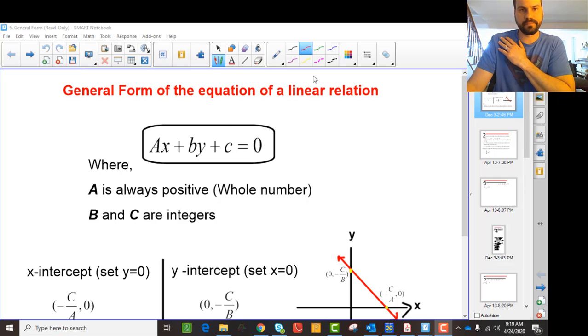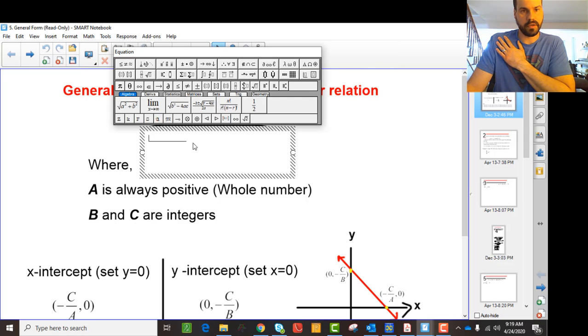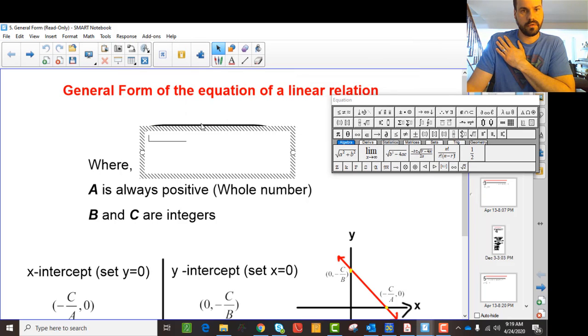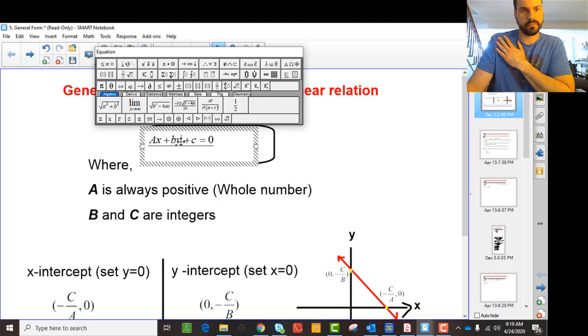All right, and we're just gonna edit this because I want to change. Maybe it won't let me edit it. Never mind. There we go.